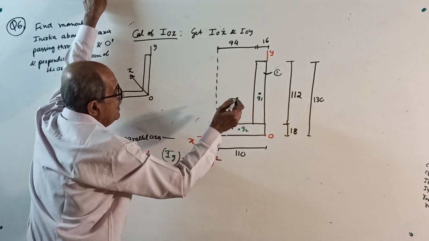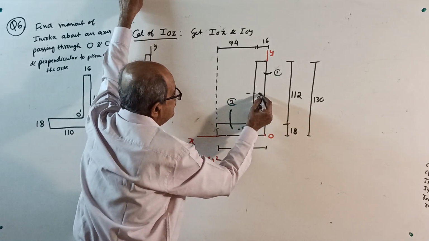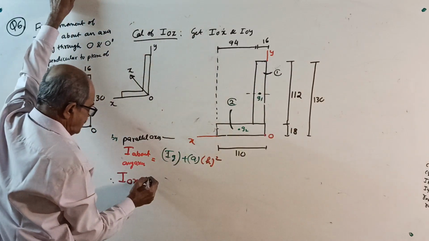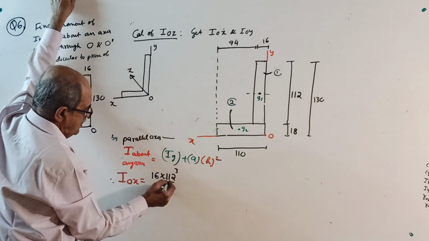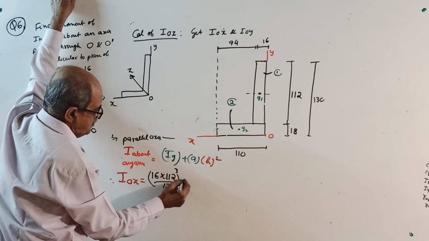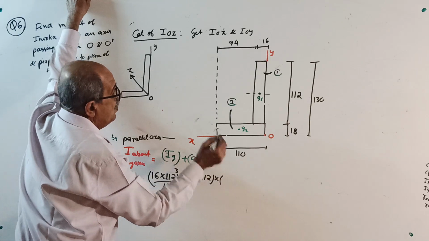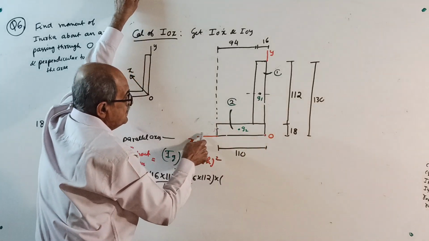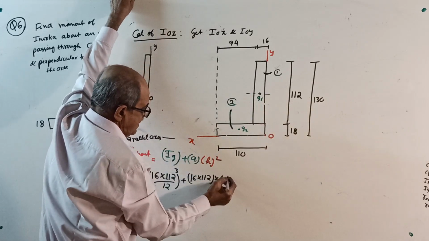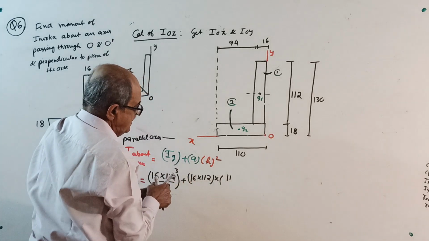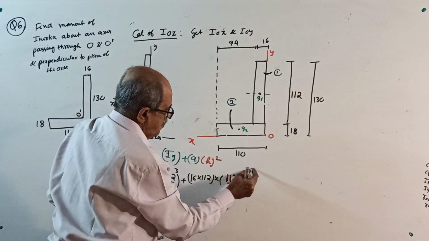First come to centroid. About axis passing through centroid parallel to Ox axis. See, this axis: 16 into 112 cube by 12. 112, correct? Yes, 112 cube divided by 12 is Ig, plus area: 16 into 112 is the area, into the distance from centroid to OX. This distance square is 112 by 2 plus 18, red color. Distance square: 112 by 2 plus 18 whole square.